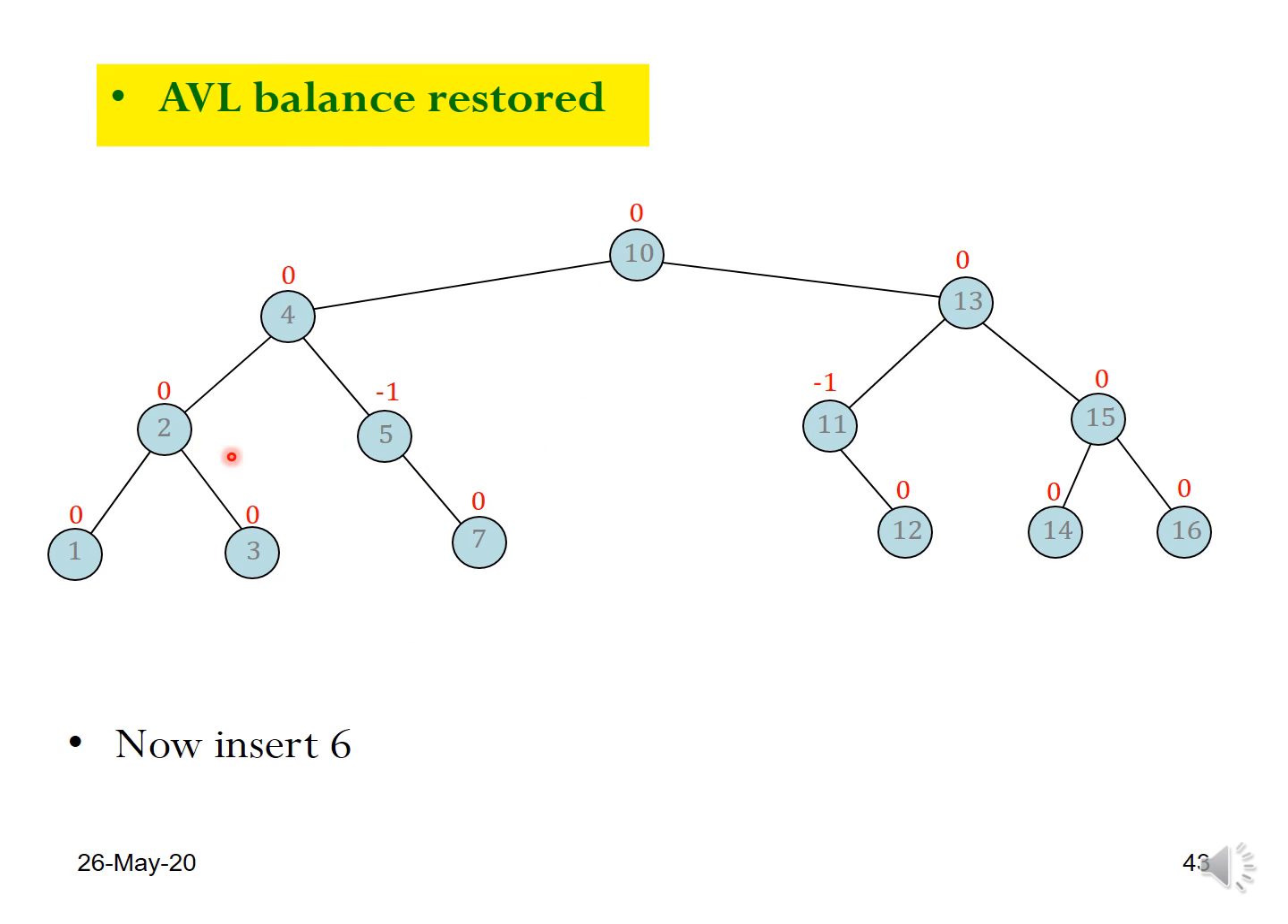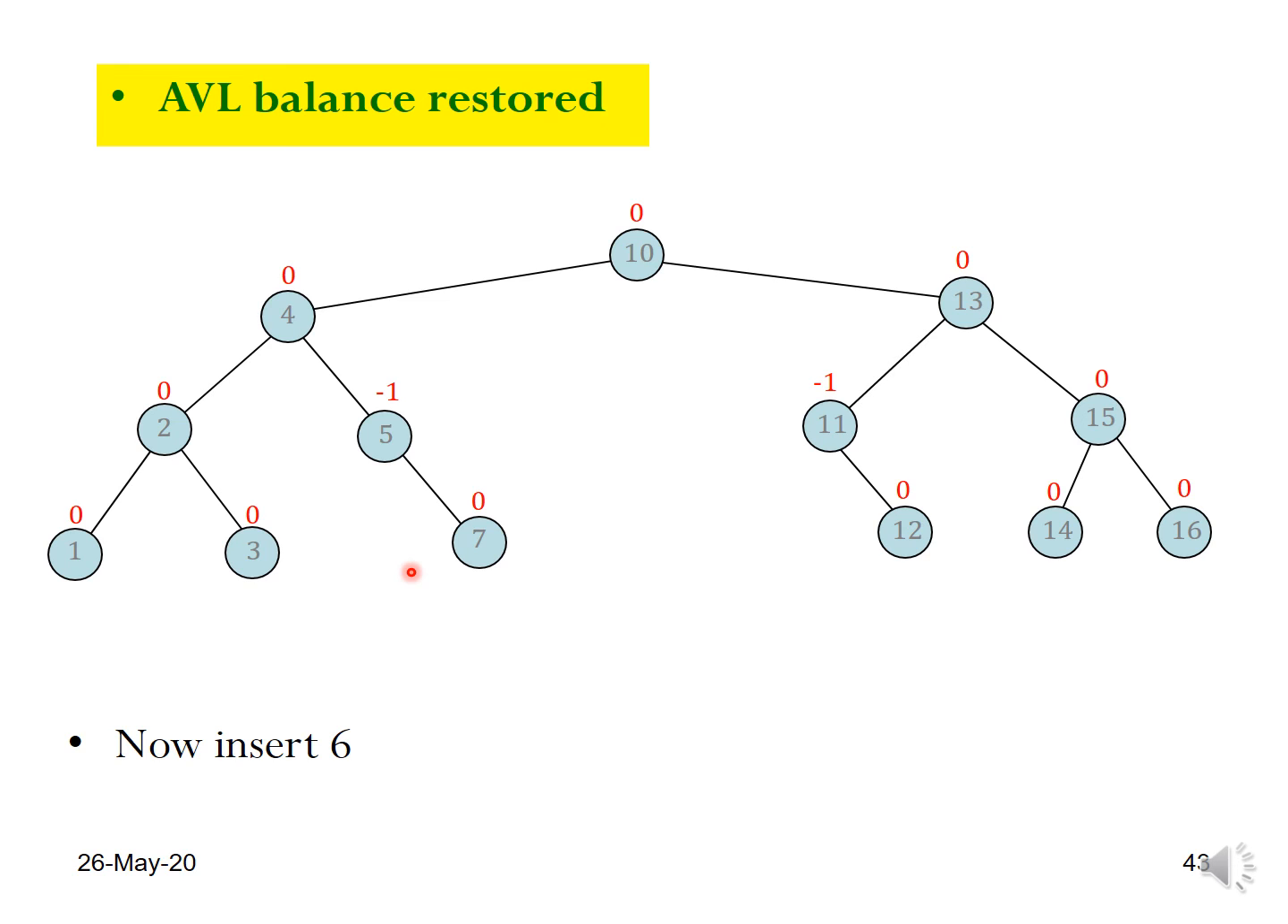After rotating, this 2 will come here at the top, and this is 1, this is 3. We can check the balance factor of all the nodes. So in this figure we can say the balance factor of all the nodes is either minus 1, 0 or plus 1. So this is an AVL tree, or AVL balance is restored.